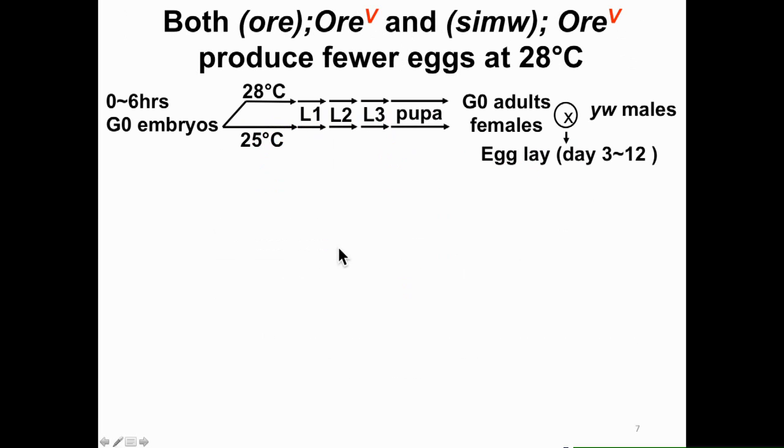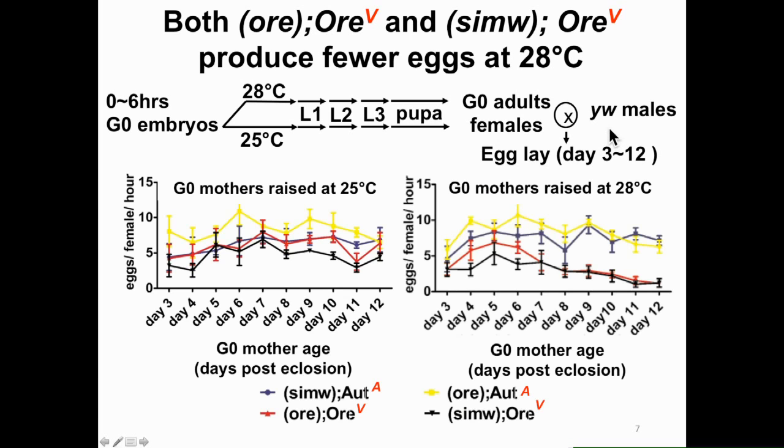So the question became, how does mito-nuclear incompatibility cause female infertility? To answer that, firstly, we looked at the oogenesis process. Here, we collected G0 embryos, and either kept them at 25 degrees or shifted them up to the non-permissive temperature for further development. Then we collected newly eclosed G1 adult females and crossed them to yellow-white males. Here, we're analyzing the egg production rate of these different females. On the left, we have females raised at permissive temperature, and on the right, non-permissive.